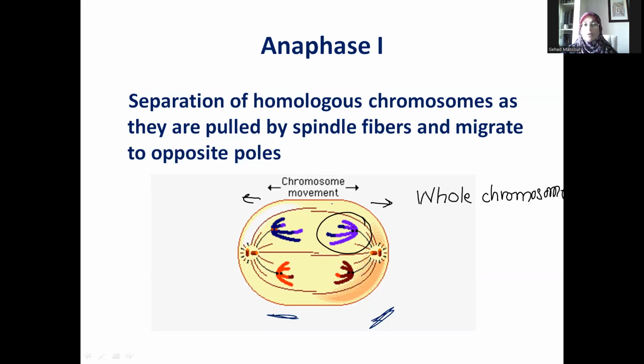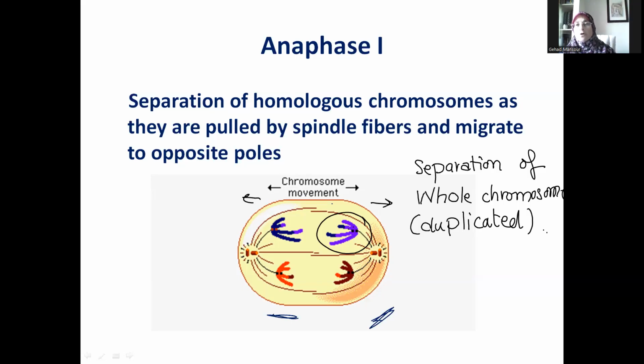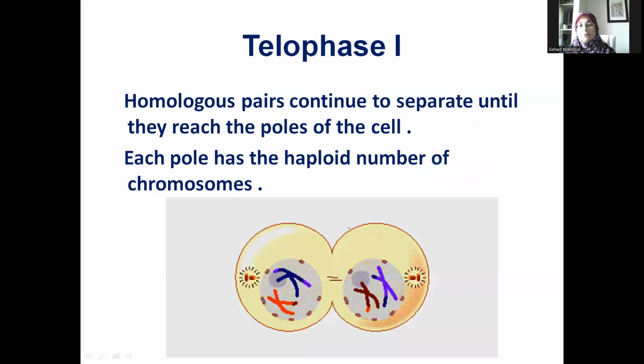So meiosis 1 is characterized by separation in anaphase 1 of whole chromosomes, and the whole chromosomes are duplicated chromosomes. Remember that we have started with a chromosomal number of 4, and up till now the cell contains 4 chromosomes because we are still in anaphase 1.